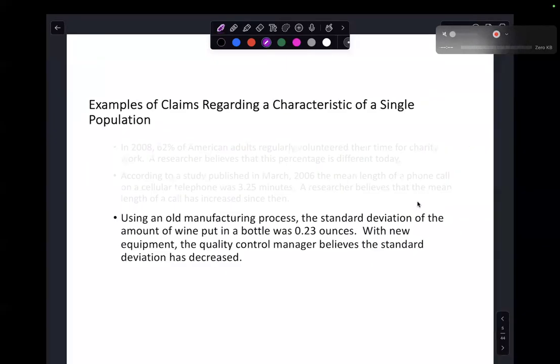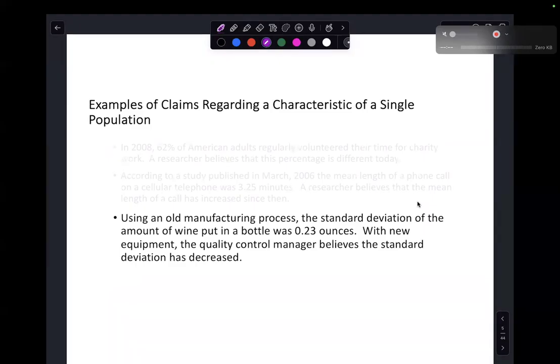Here's the third one. Using an old manufacturing process, the standard deviation of the amount of wine put in a bottle was 0.23 ounces. With new equipment, the quality control manager believes the standard deviation has decreased. So in this case, they actually have new equipment.